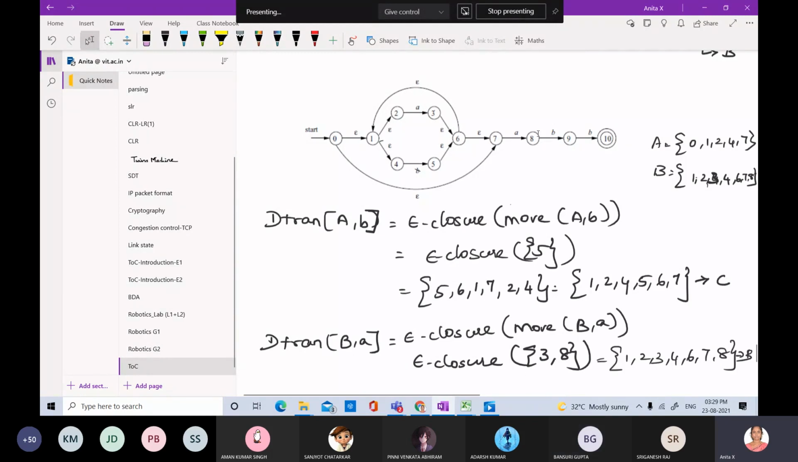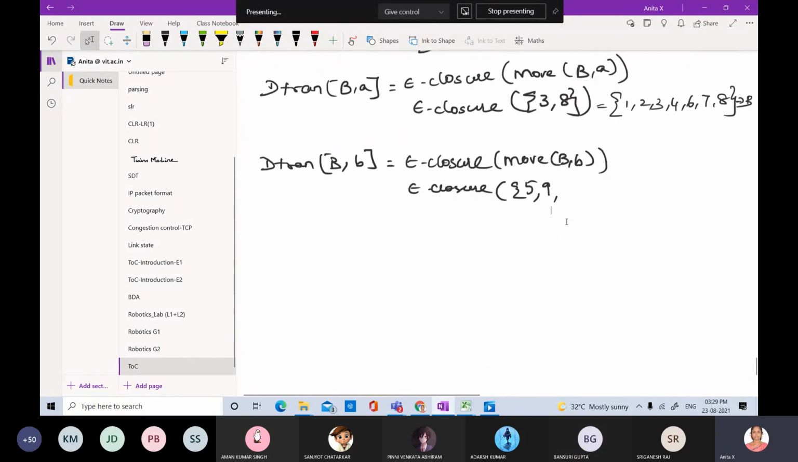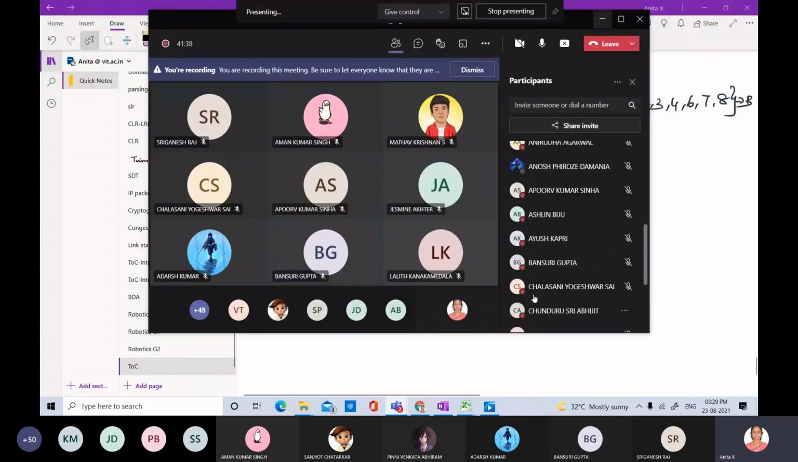So here, as you say, from 8 I have a transition on input symbol B to state 9. That's it. Further, I should not proceed with the traversing. Right? Okay, is that clear? Are you clear with this? Yes, ma'am. Okay, so let me move on to the next person.